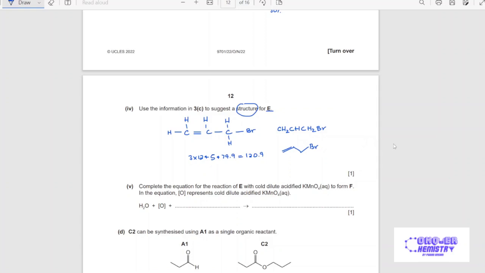Right? So either of them works. If they had specified displayed formula, I would go for this. If it's specified structural formula, this is what I'd go with. If it's specified skeletal formula, this is what I would do. But it says structure, so either of these three will work. All right?